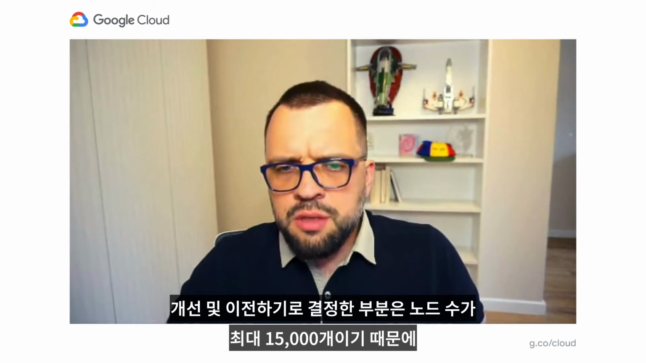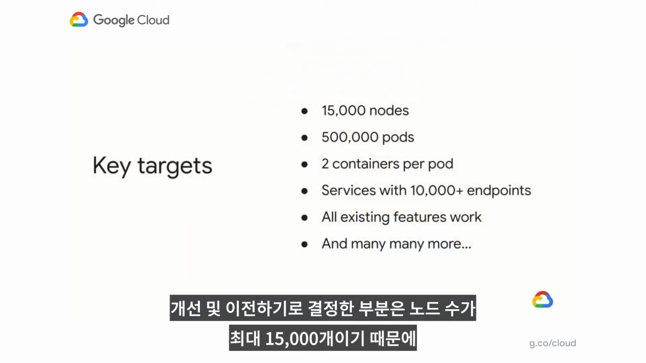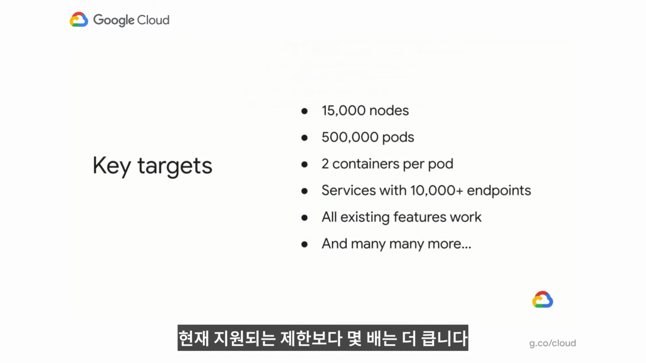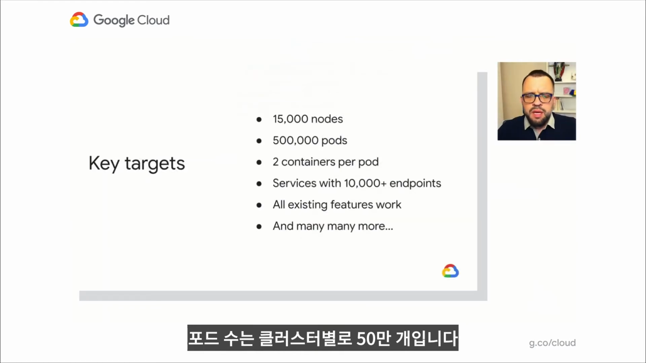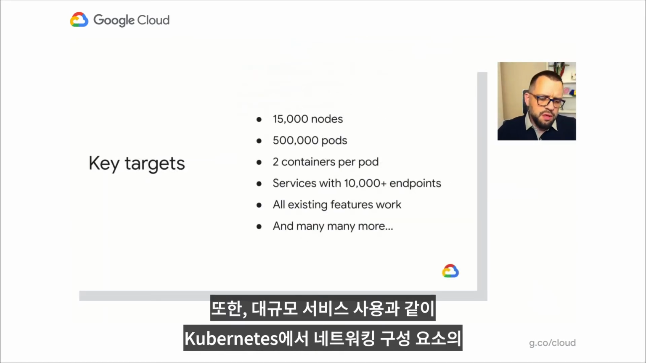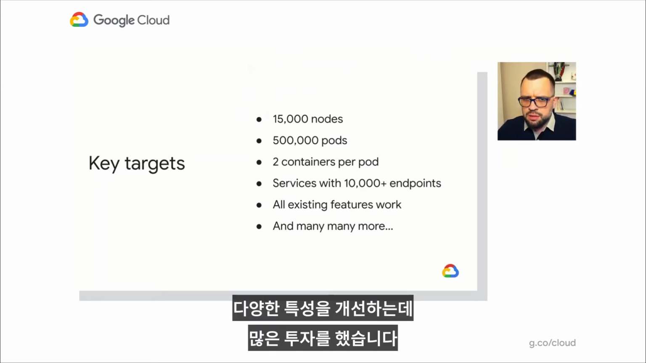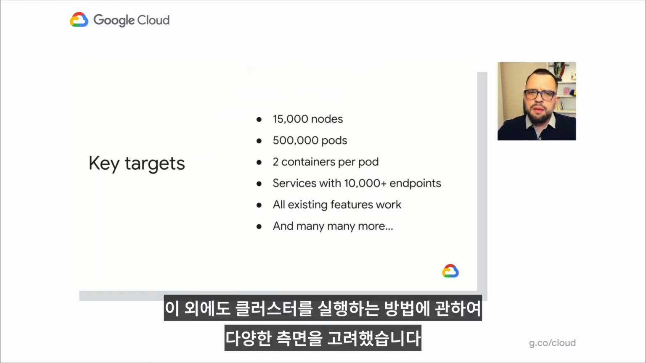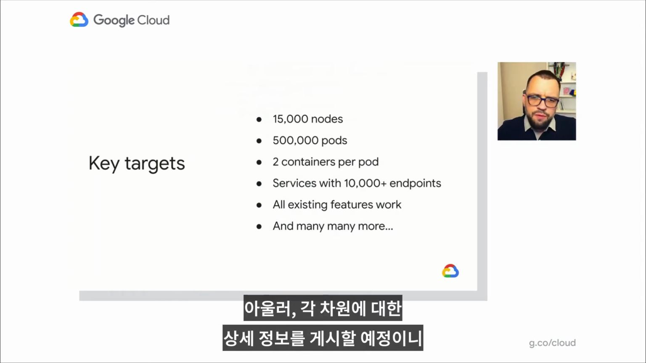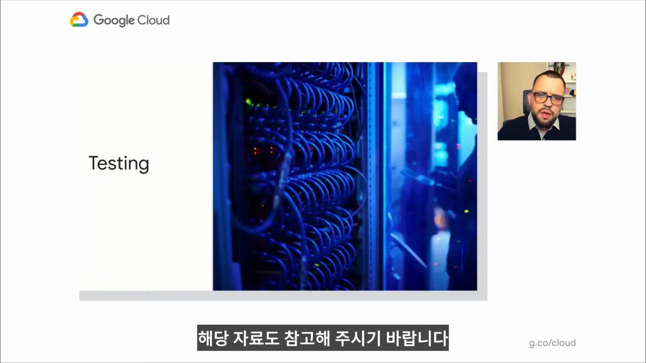The primary dimension that we decided to improve and move is the number of nodes up to 15,000, so 3 times bigger than the currently supported limit. In terms of the number of pods, it's 500,000 per cluster. We also invested heavily into improving the various characteristics of networking components in Kubernetes, like using very large services, and many other aspects of how you run on clusters. You can look for details in our documentation, where we publish more specific information about each dimension.